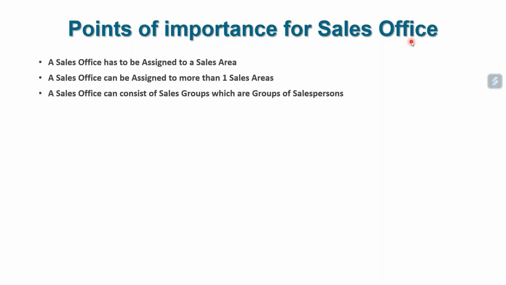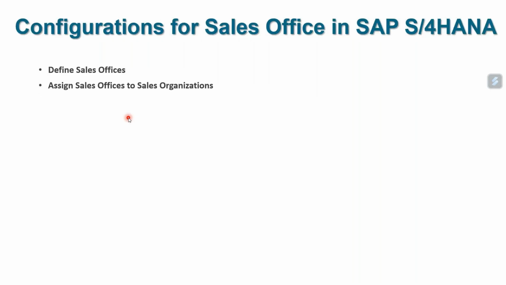A sales office is further broken down into sales group, which is a group of salespersons. Okay, so this is a group of people who are selling. The sales office has an address. Obviously, it's a building, it has to have an address. Okay. In S4HANA, what you do is you make a sales office and you assign it to the sales organization. These are two activities that you do. That is the sales office concept.